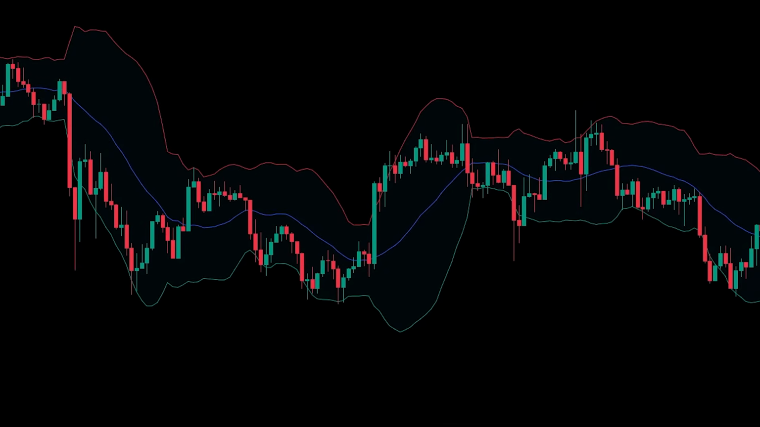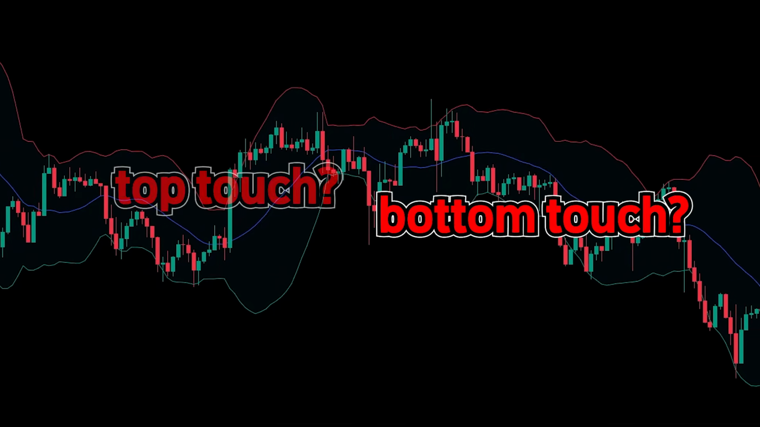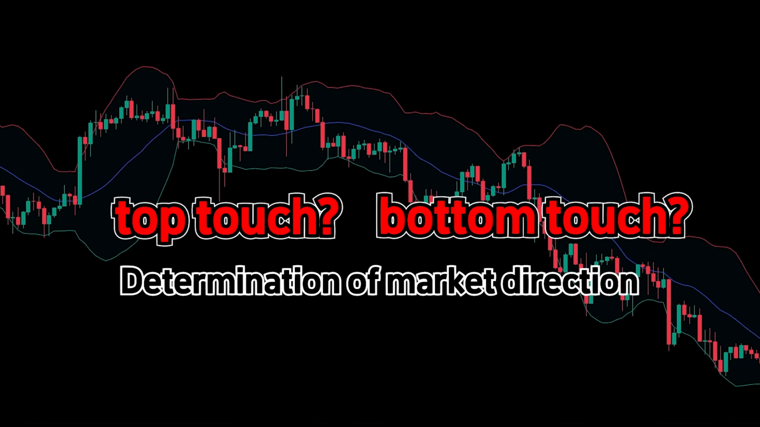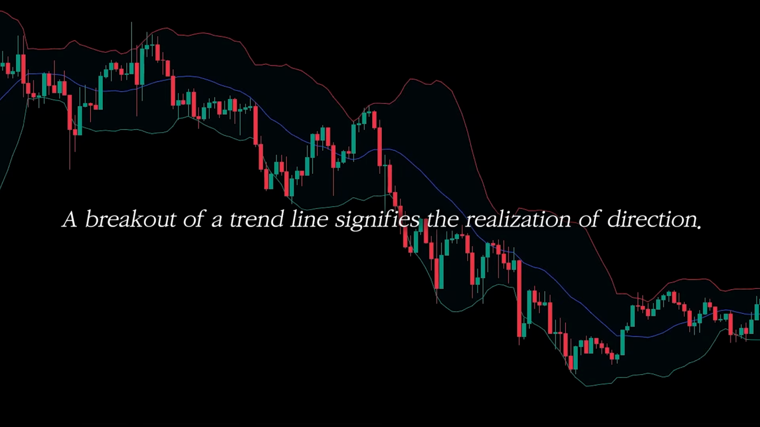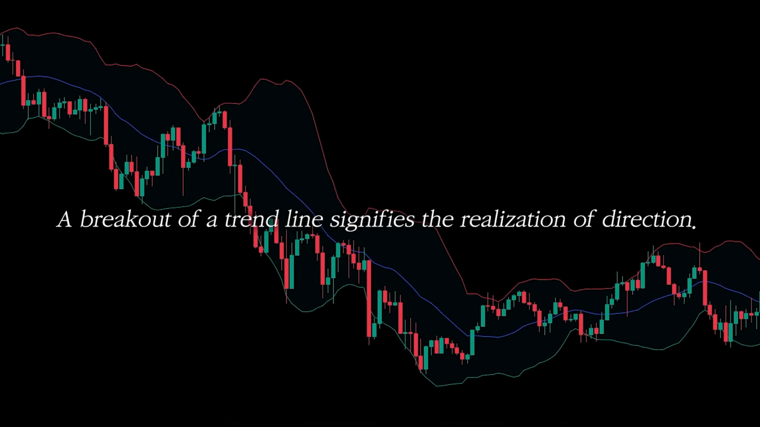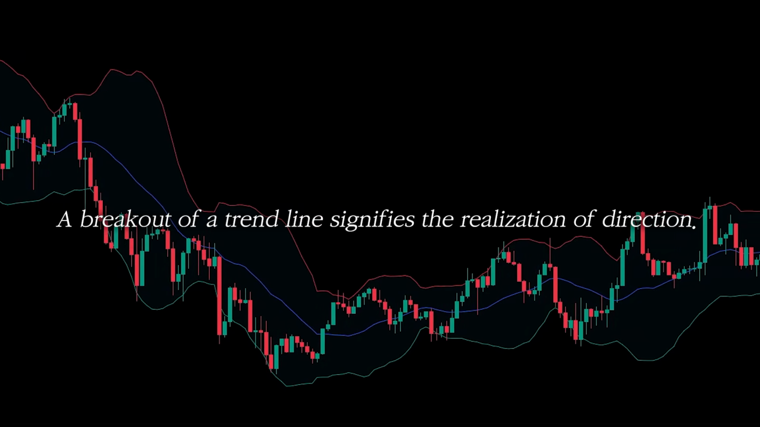Here's why this strategy works in one sentence. When price has tested both the upper and lower bands, then pulls back from the middle band, it means market participants have been exploring direction and are about to commit to one side. The trendline breakout is the moment that decision gets executed. All we have to do is ride that moment.